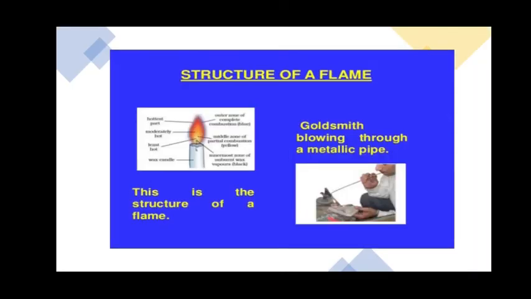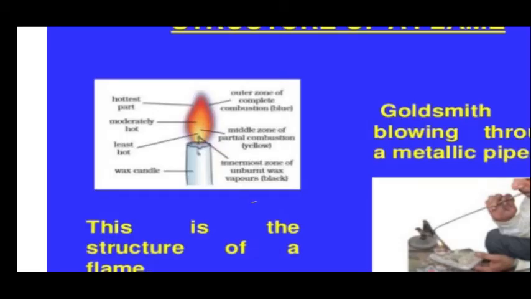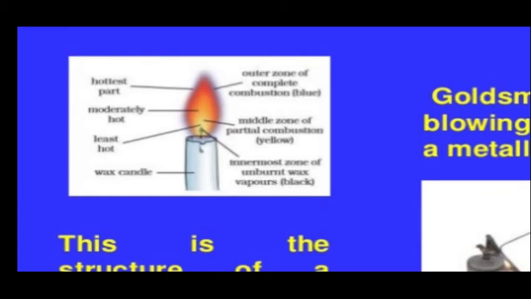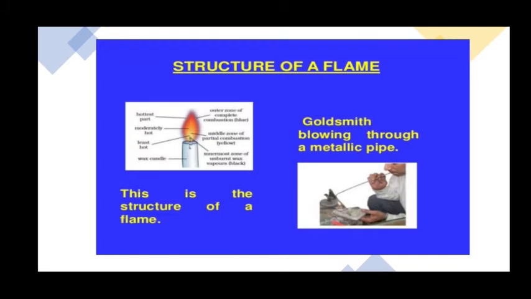So after going through this experiment, we can summarize that the structure of a flame, which we go through with the help of a candle flame, has three parts: the least hot part, the moderately hot part, that is the middle part, and the hottest part, that is the top tip. The innermost part is where you can see the black residues, the middle one is yellowish in color, and the outer zone, which is completely undergoing combustion, will be blue or orangish in color. So this is the structure of the flame.